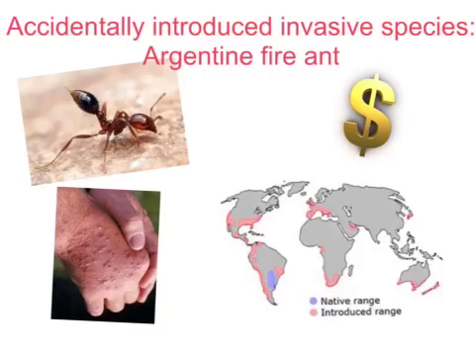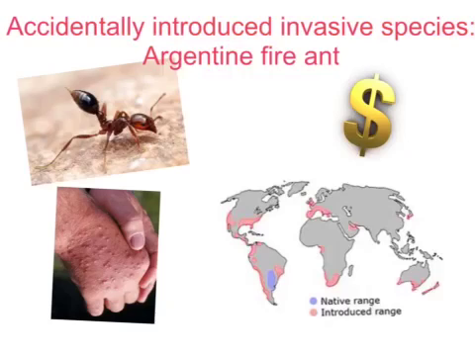They cause extensive damage to crops. They can destroy wires in buildings, so an infrastructure problem. It's estimated that the Argentine fire ant cost the United States $600 million per year. Okay? Wow, that's a lot of money from an invasive species.